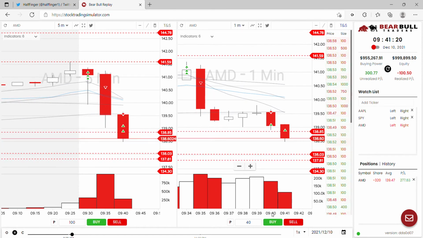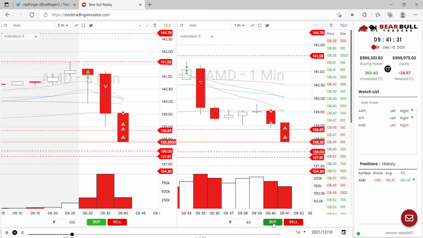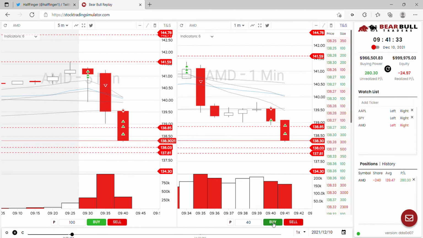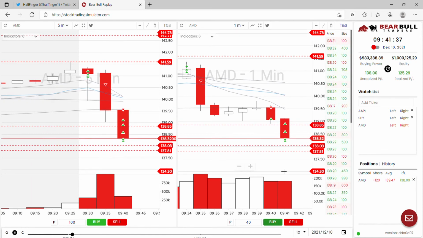So this is nice. This is very nice. Now we are at 2R, so I'm going to take off some more here. This is a beautiful move. I'm taking more.